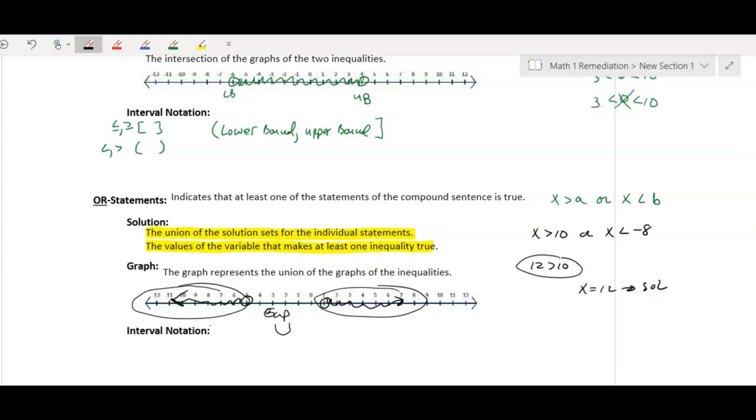When we talk about the interval notation, you have basically a lower bound and upper bound here. So you have a lower bound and upper bound, but then we put a union with the lower bound and upper bound of the other graph, okay?